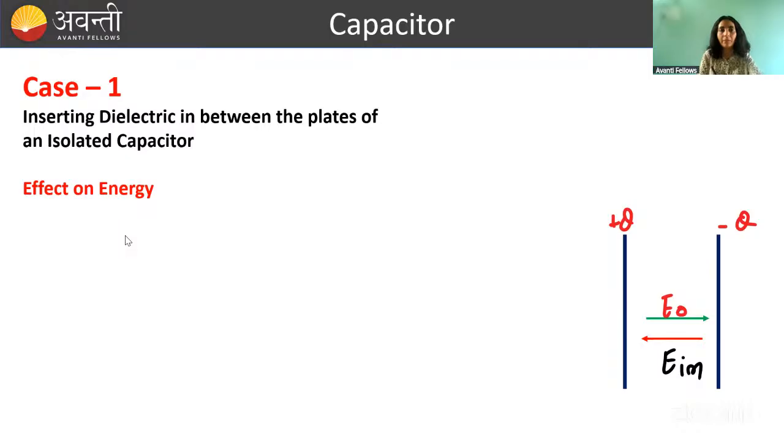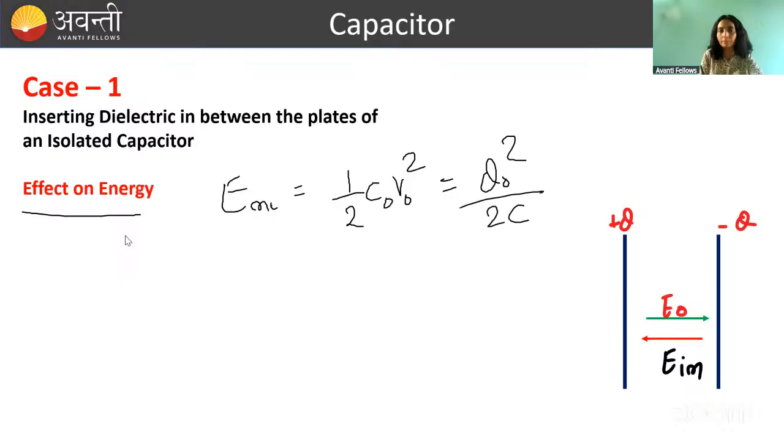Okay. What will be the effect on energy? Energy को आप कैसे लिखते हो? Initial energy क्या लिखोगे? Half C naught V naught का square, या फिर क्या लिखोगे? Q naught square by 2C. ठीक है, let's traverse with the help of this equation. You can also use this equation to see the change in energy. So Q naught square by 2C naught is what? E naught.